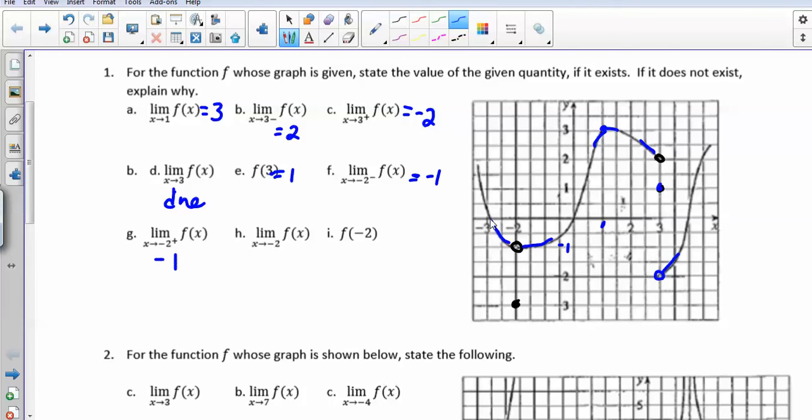So because the left limit and the right limit are the same number, we can say the limit as x approaches -2 is -1. However, f of -2 is a different number. That is the defined value. So when x is -2, you see the filled in dot here at -3.